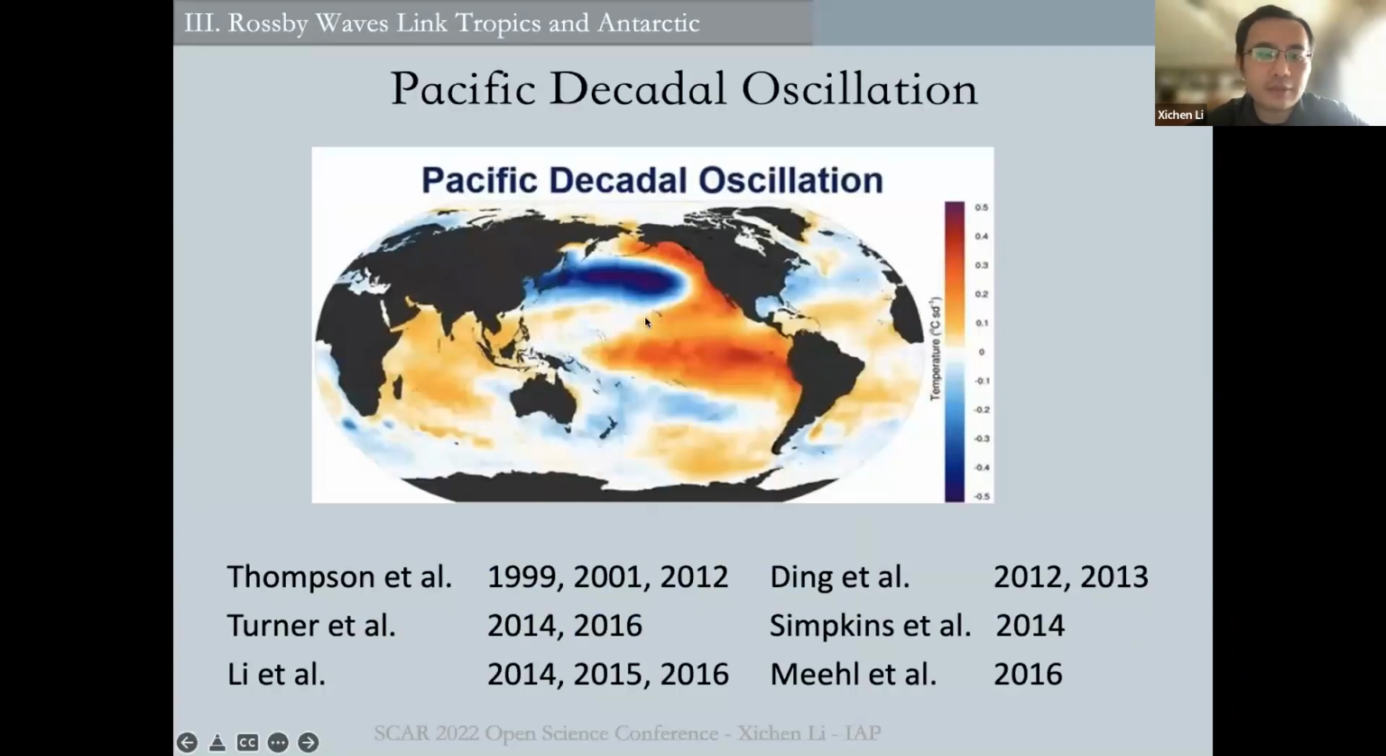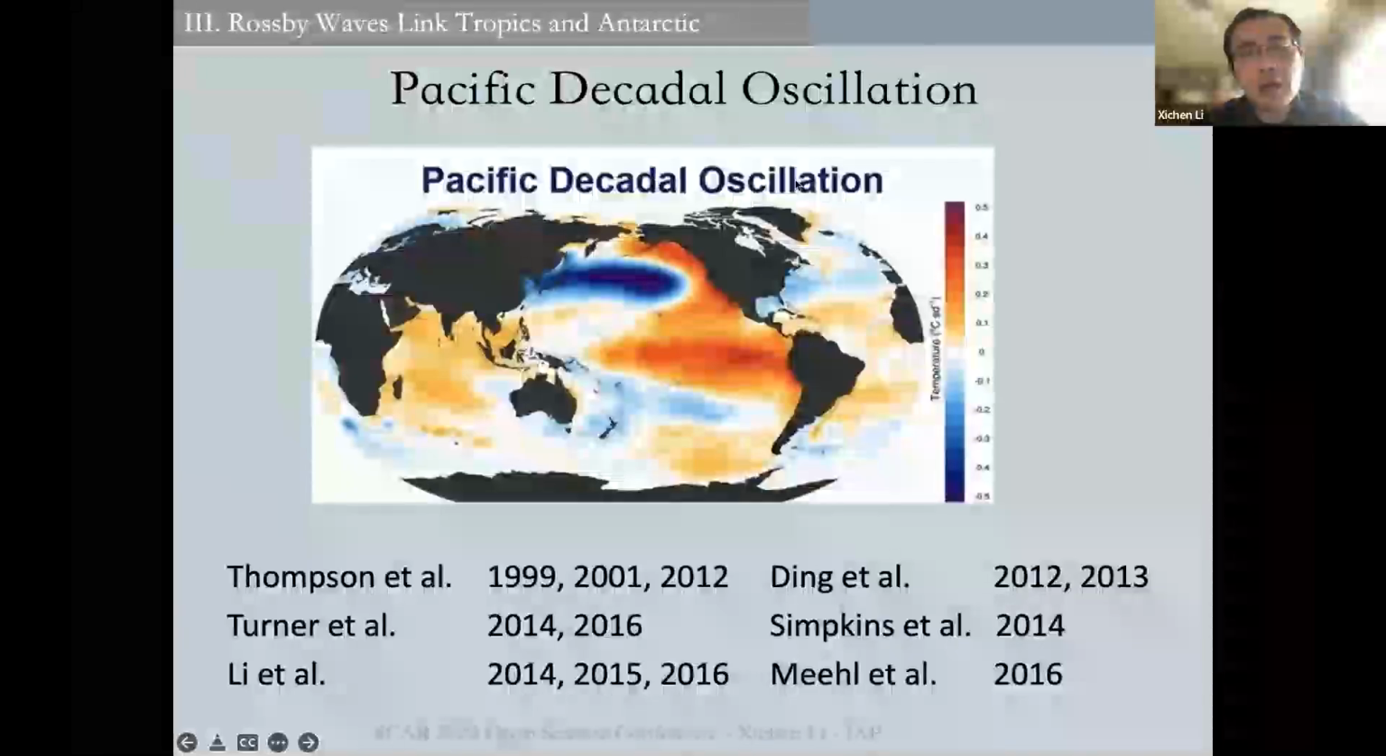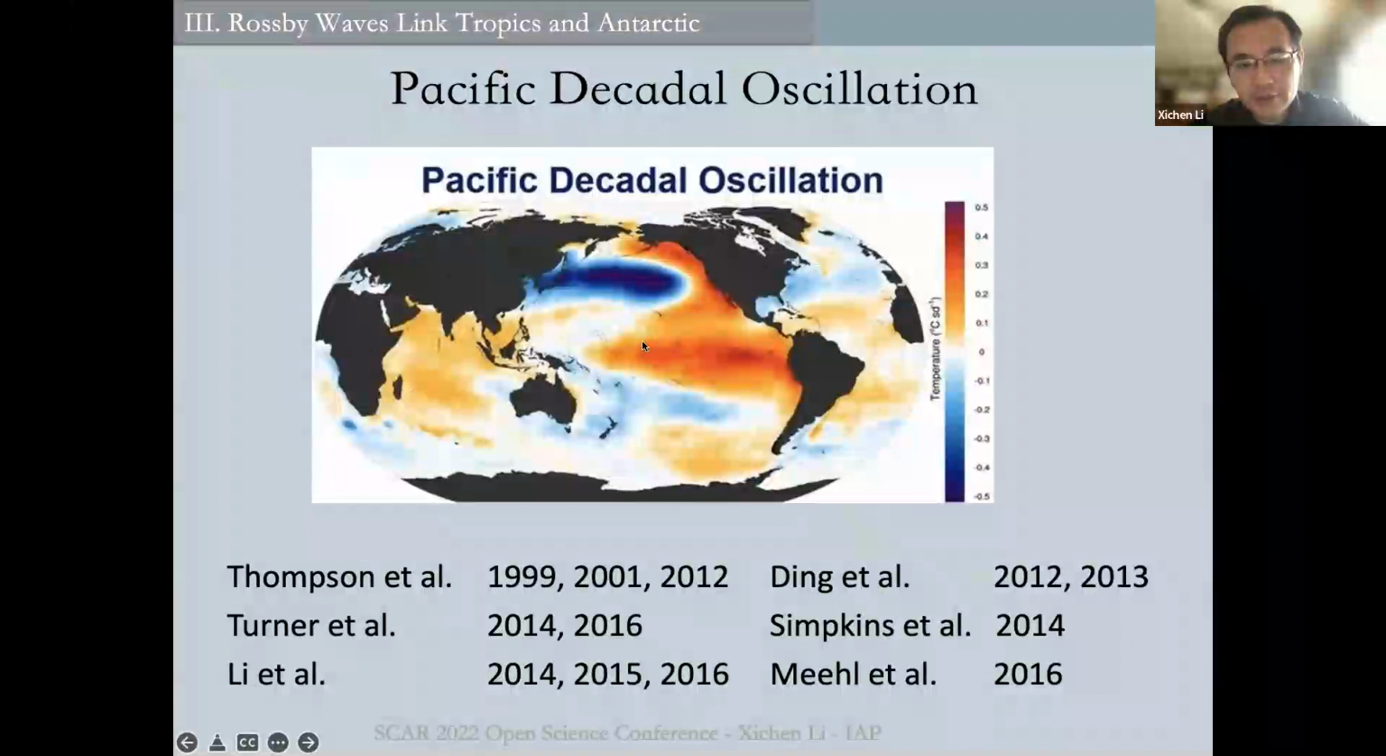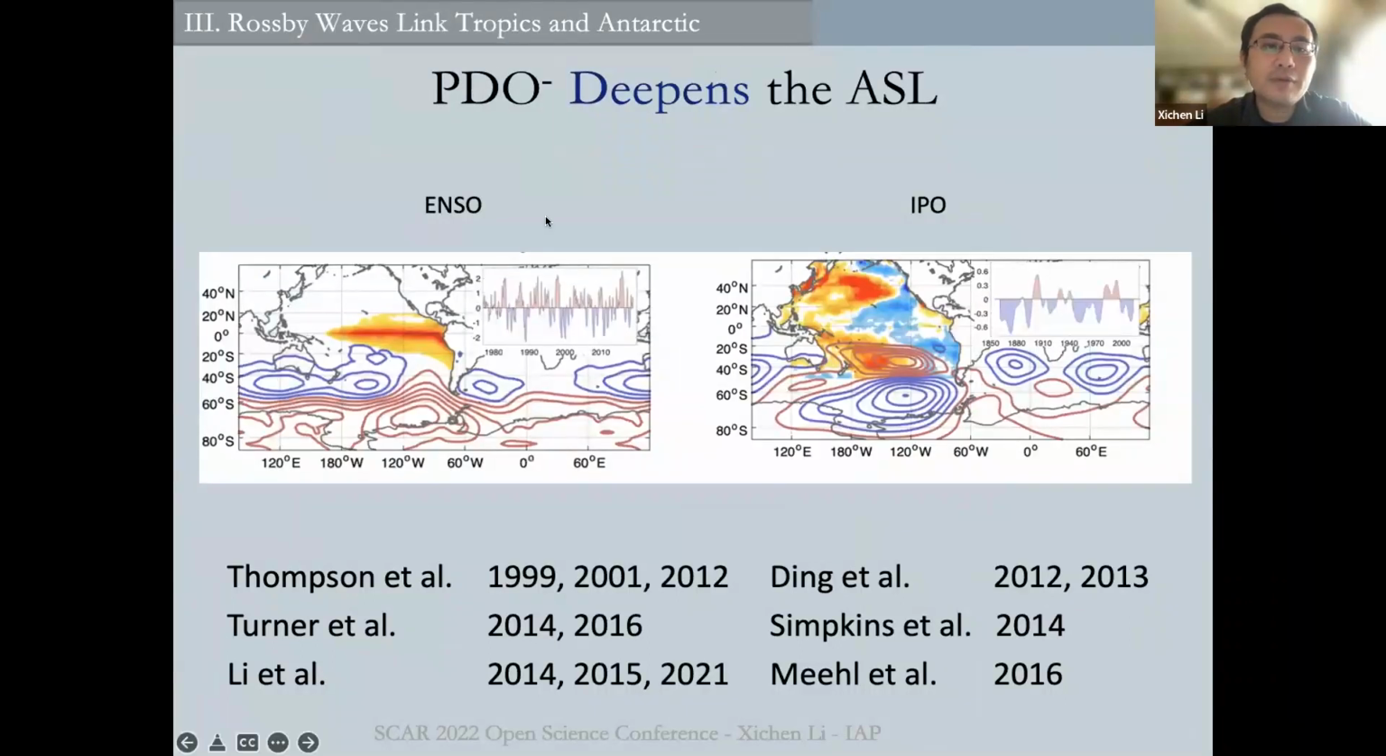On decadal timescales, we have the Pacific Decadal Oscillation. The teleconnection generated by the PDO is quite similar, in terms of the circulation, to the teleconnection generated by ENSO.